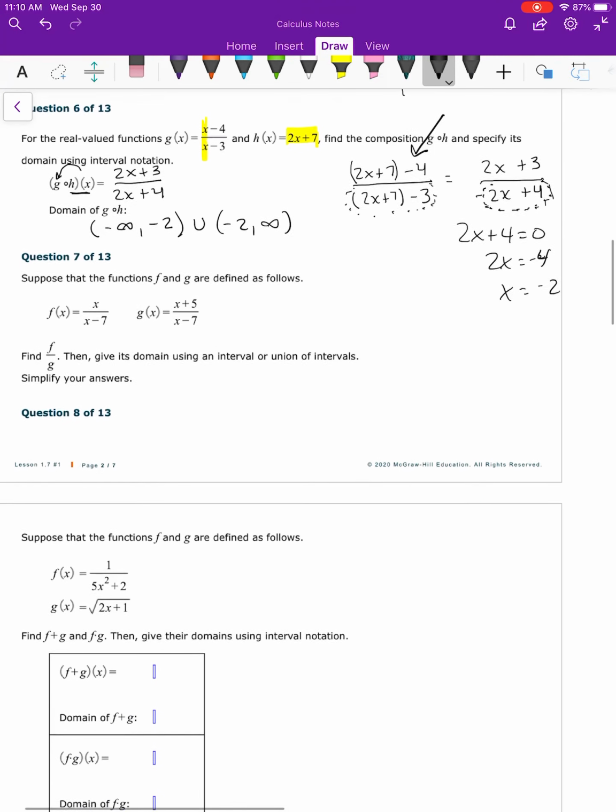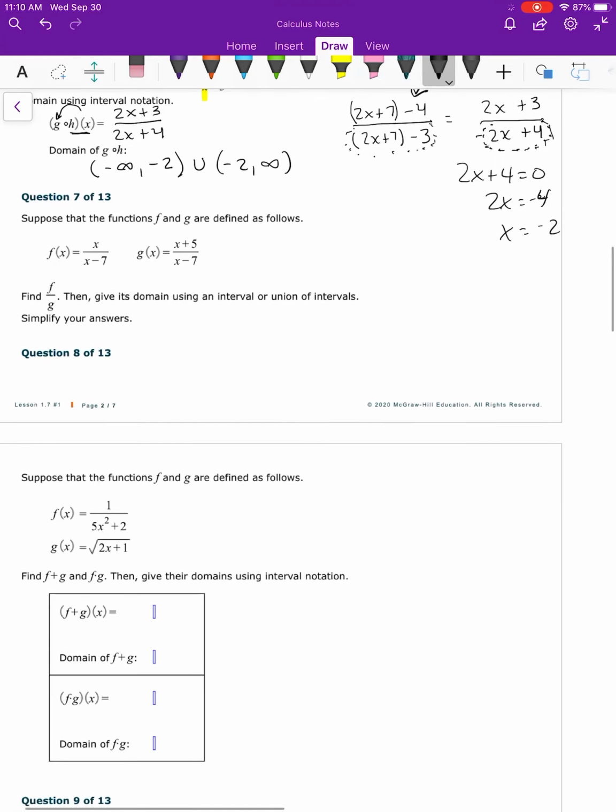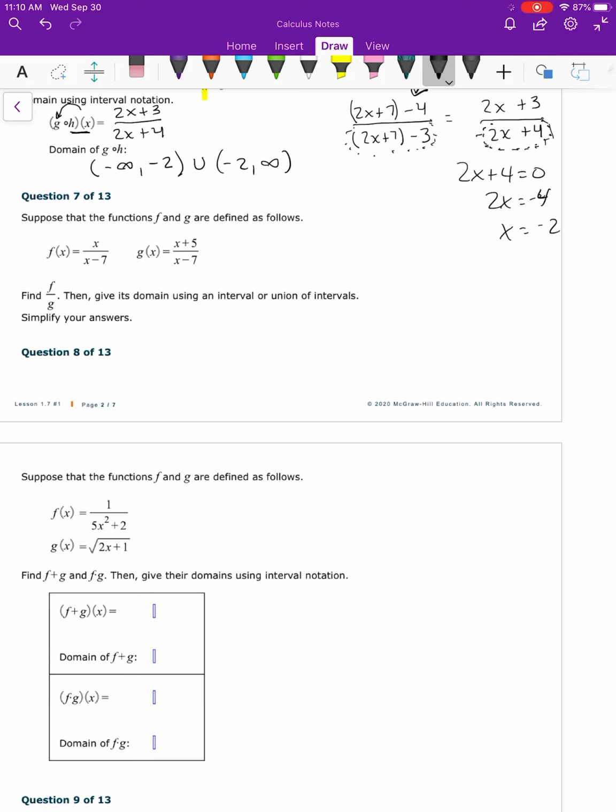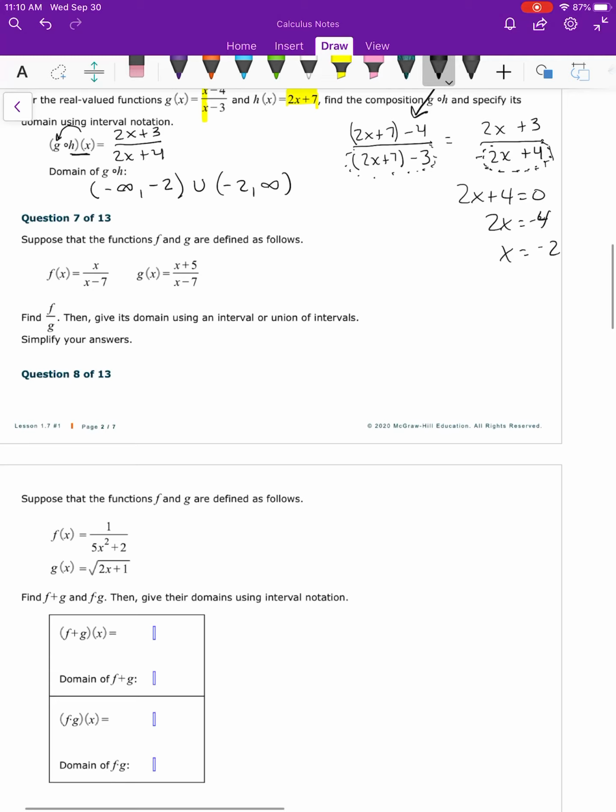Okay. So now, question 7. Suppose that the functions f and g are defined as follows. Find f divided by g and give its domain using interval notation or union of intervals. And so this is going to be x divided by x minus 7, divided by x plus 5 divided by x minus 7. So this is one of those fraction divided by a fraction.